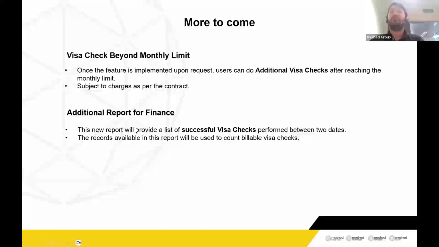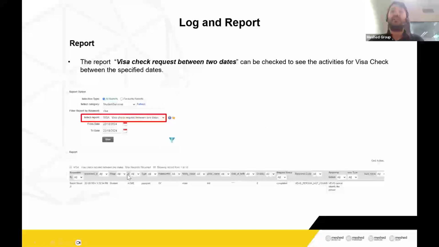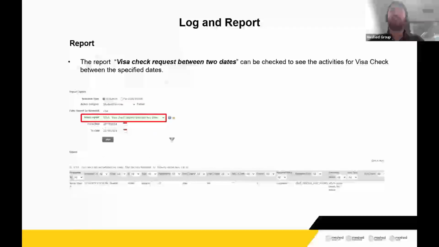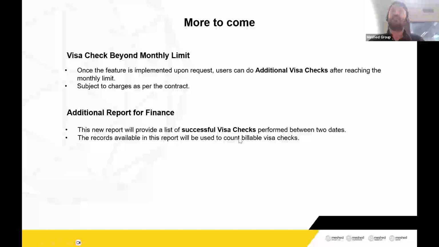And there will be one more report, entirely for your finance section. That is to see only the visa check records where the check was successful, to ensure that you are charged for the correct visa check numbers only. Unlike the previous report, which has all the records between 2 dates, that report will have only the records with a successful response code from the system. That means all the records under that new report are subject to billing from our side. So this will be important for your finance team as well.